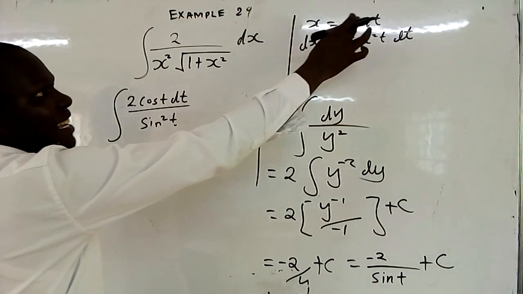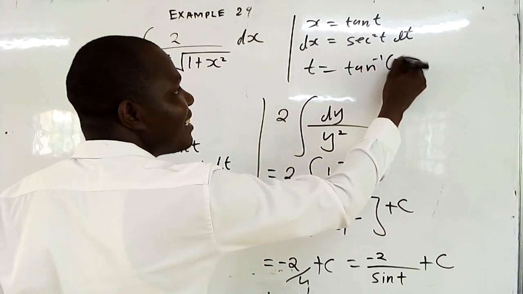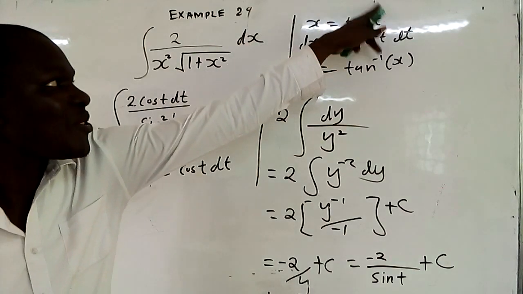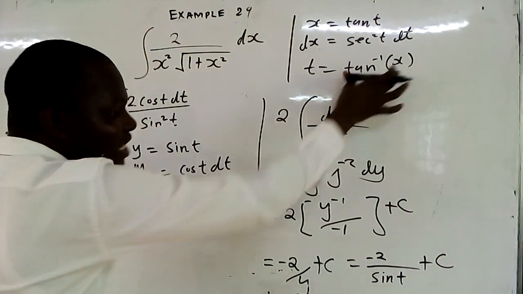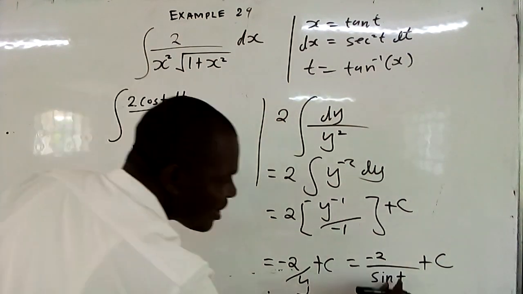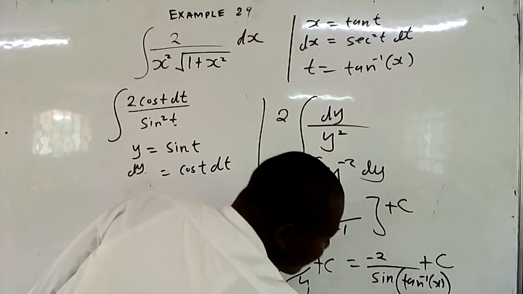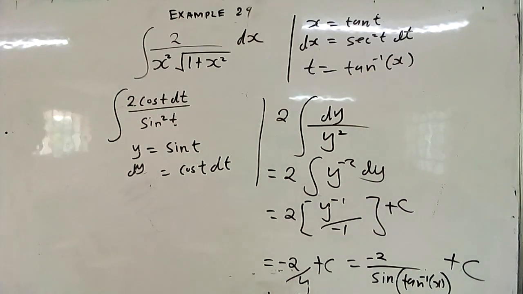Look at that. My friend, x is tan t. So what is t? T is tan inverse of x. Because x is tan t, so t is tan inverse of x. So it means where there is t, you put tan inverse of x. So this is negative 2, sin t is sin of tan inverse of x. Then at the end of integration plus c. You're done. So it is negative 2 over sin of the tan inverse of x plus c.